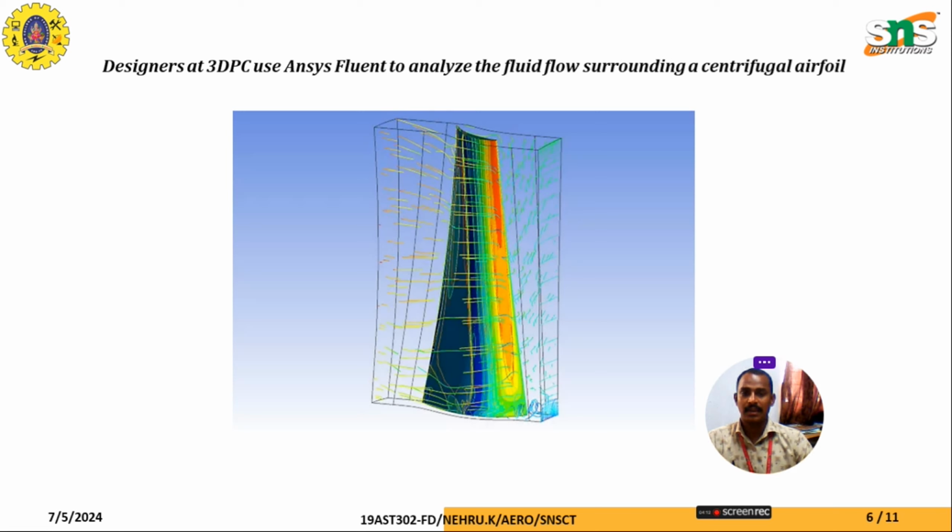So this is the centrifugal airfoil wing model. They design this using ANSYS Fluent to analyze the fluid flow around a centrifugal airfoil. Then they do the modeling and meshing of the domains and apply the boundary conditions. They run the flow over the airfoil, and they get the pressure, density and velocity over the surface, and they use it to measure the lift and drag coefficient of this airfoil.